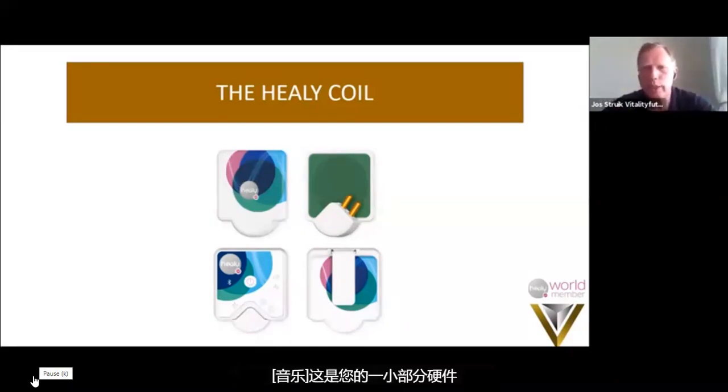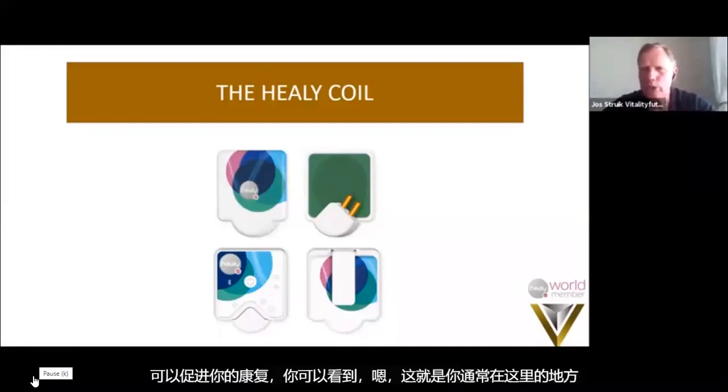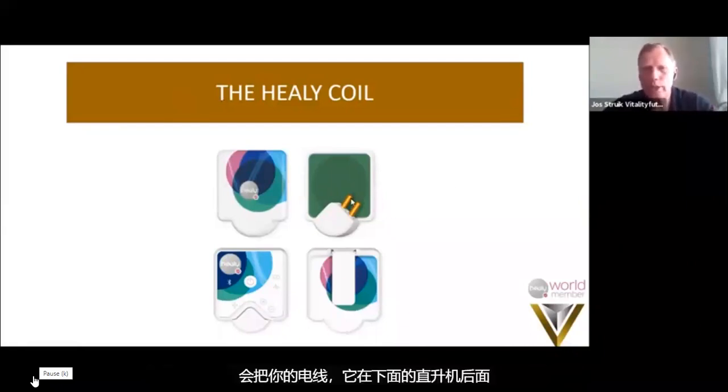You see it on the screen. It's a small piece of hardware that you can push into your Healy. You can see here, it's where you normally would put your wires, at the back of your Healy below the clip. And the important thing is this circle that you can see, because it's all about the circles inside this thin extra piece of hardware.